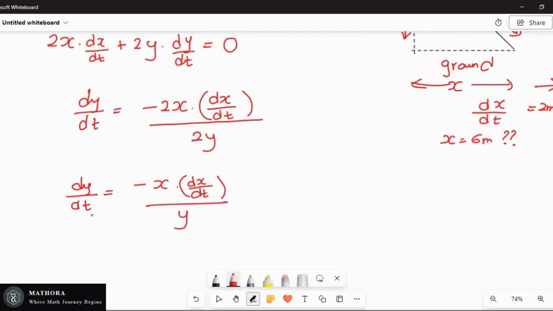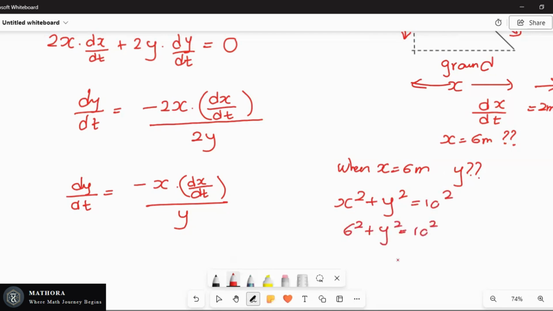Okay, now we need to find y when x equals 6, because they are asking all the answers regarding x equals 6 meters. When x equals 6 meters, y is, as we all know, x to the power of 2 plus y to the power of 2 is 10 to the power of 2. 6 to the power of 2 plus y to the power of 2 is 10 to the power of 2. So y is going to be 8 meters.